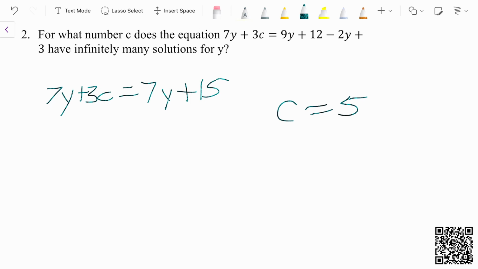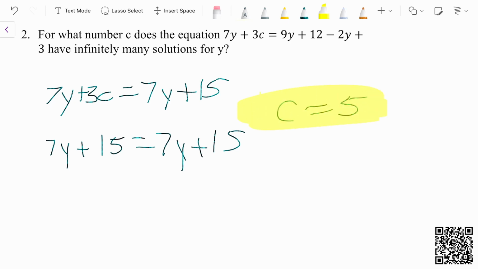And just to back up what I just said, if we pull the 5 into the equation, 7y plus 15 would be equivalent to 7y plus 15. You can't really do anything from here. You can't solve for y because if you move the 7y to the other side, you have no y left. And you're just left with 15 equals 15, which is true. So this equation is true, but there is no definitive y because there are infinitely many solutions for y.